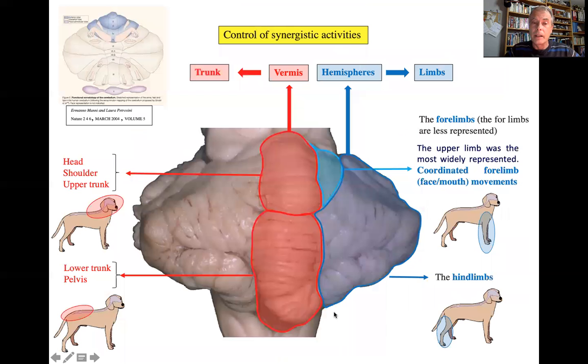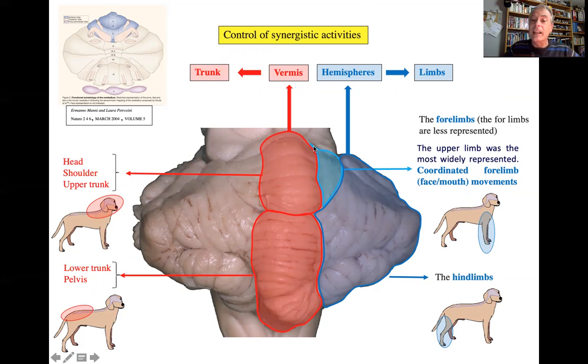Okay? But summarizing and simplifying this, as you see, we have here in blue the rostral loop. Here the rostral loop is here. This is from human and this is from a dog, right? So the vermis of the rostral loop seems to be involved in regulating the muscle tone of the head, the shoulder, and the upper trunk.